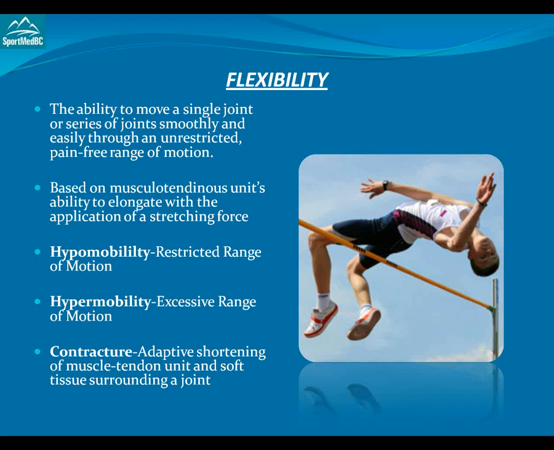In terms of a clinical perspective, this is an adaptive shortening of the muscle tendon unit and the soft tissue surrounding a joint. A contracture comes about when somebody's experienced an injury or they've been immobilized for long periods of time. And then they experience a shortening of the muscle's normal length, and as well it can happen with joint capsules and ligaments, depending on the nature of the injury.